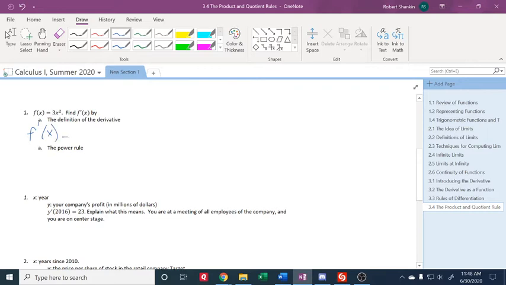A new definition of the derivative. This is the one we'll stick with from now on. Just this one.